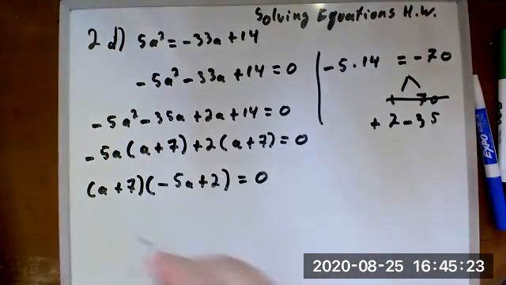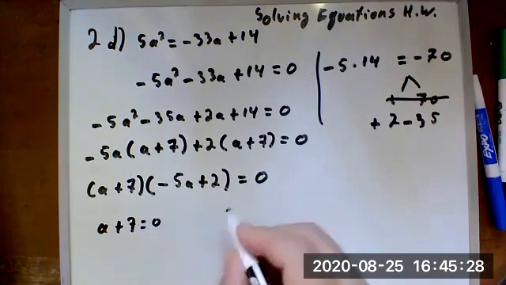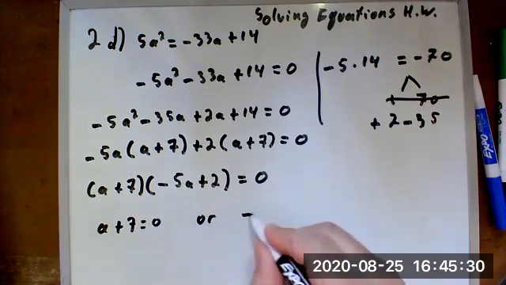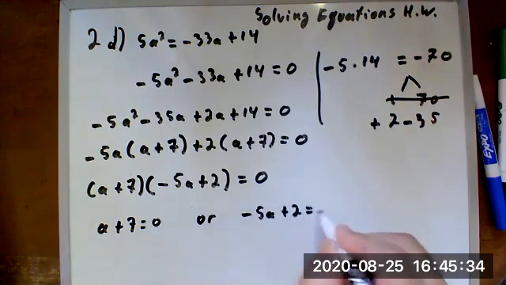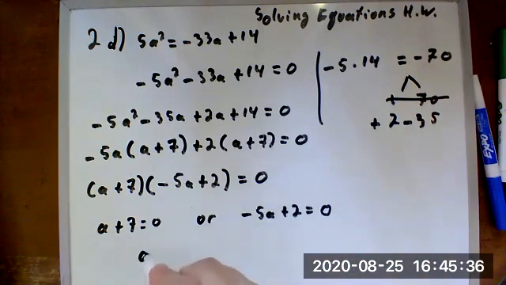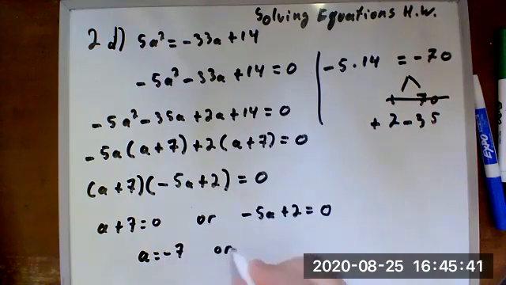And then we solve for a. So a plus 7 is equal to 0, or negative 5a plus 2 equals 0. Isolating our variable says a is equal to negative 7, or a is equal to 2 over 5.